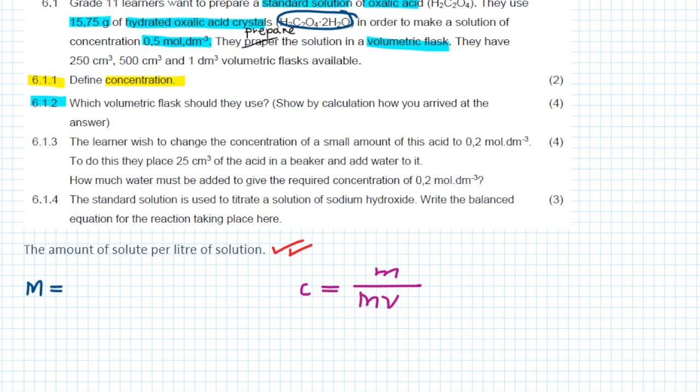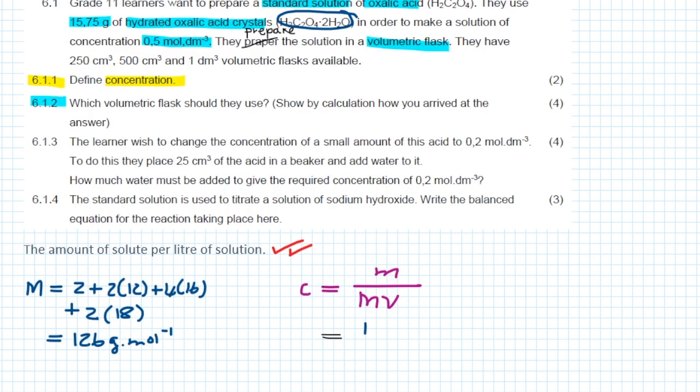It's going to equal 2, because there are 2 hydrogens, that's 1 plus 1, plus 2 times 12, because there are 2 carbons, plus 4 times 16, plus 2 times the molar mass of water, which is 18. And that gives us a final answer, 126 grams per mole. So the mass of the oxalic acid crystals is going to equal 15,75 grams. The molar mass is 126.